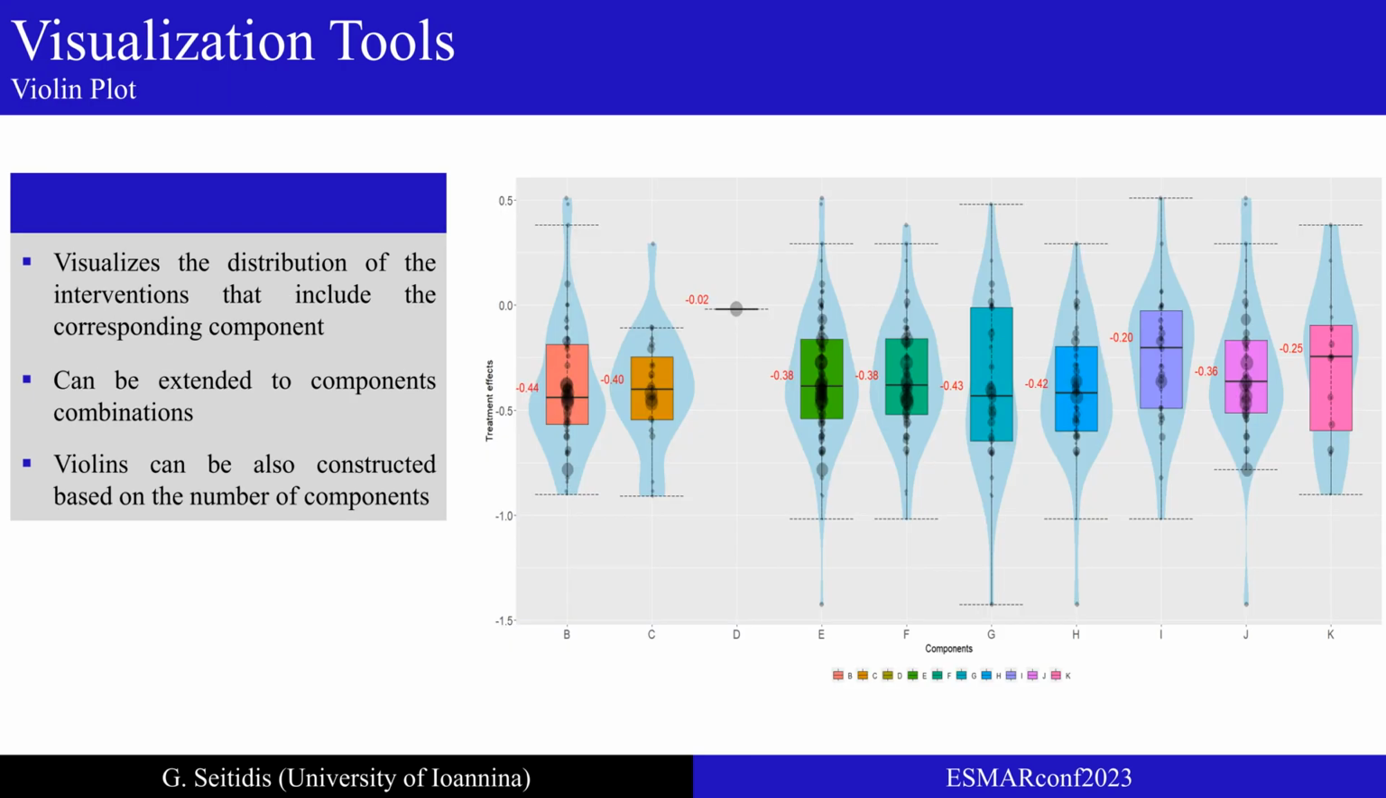Similar to the component heat plot is a violin plot in which each violin displays a distribution of the NMA relative effects based on the nodes that include the corresponding component. Therefore, by comparing the violins, we can identify if there are components that are associated with larger effects. The precision of the NMA estimates is also reflected by the size of the dots. The violin plot can be adjusted to use Z-scores and can be extended also to component combinations. Furthermore, by constructing the violins based on the number of components that are included in the nodes, we can explore if the efficacy of the intervention is affected by the number of components.